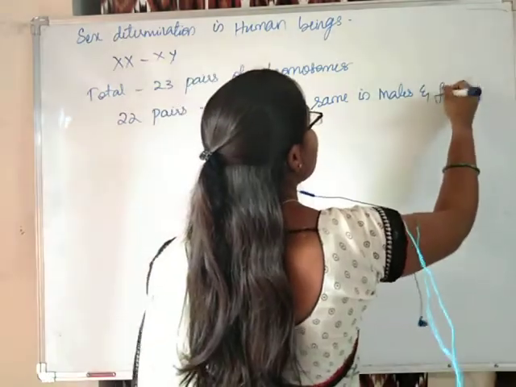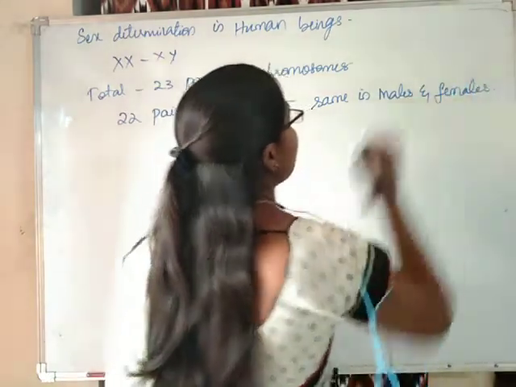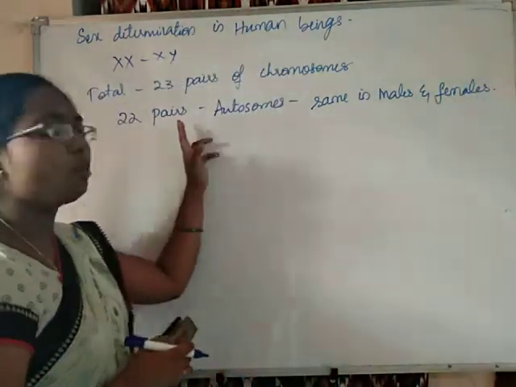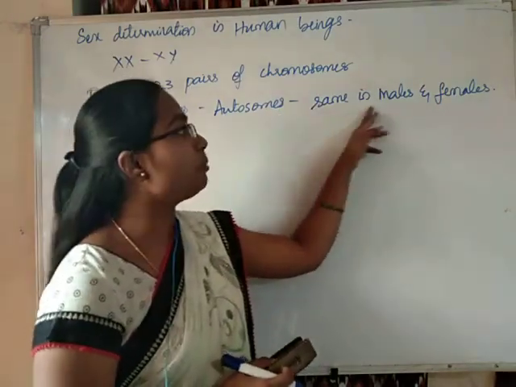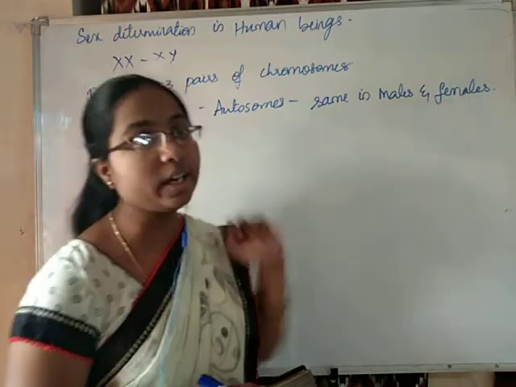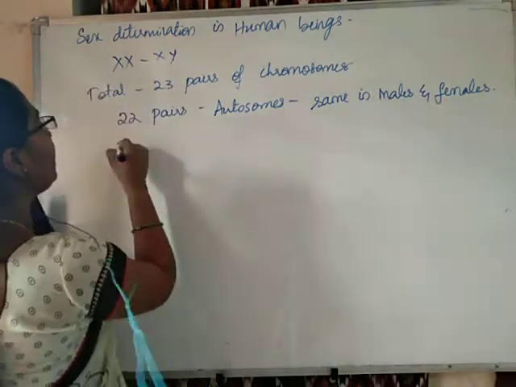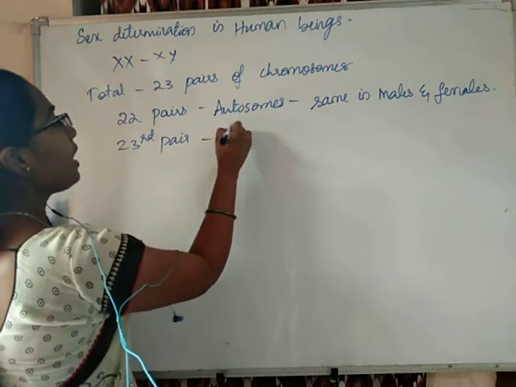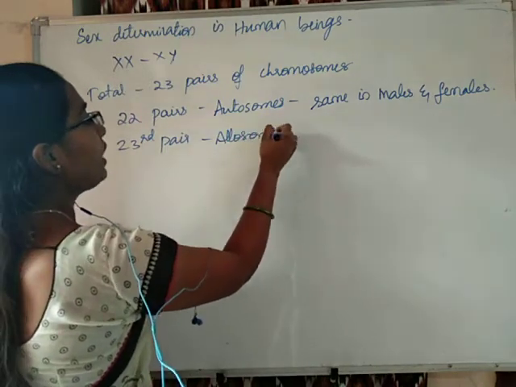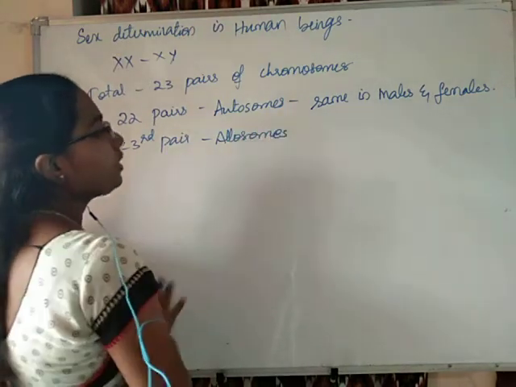Males and also in case of females. Okay. So, the first 22 pairs of chromosomes are called autosomes, which are the same in both males and females. The 23rd, last pair of chromosomes are allosomes.